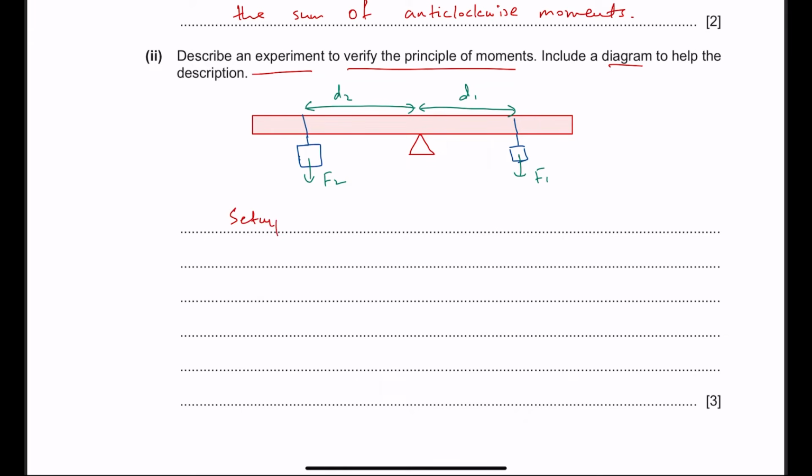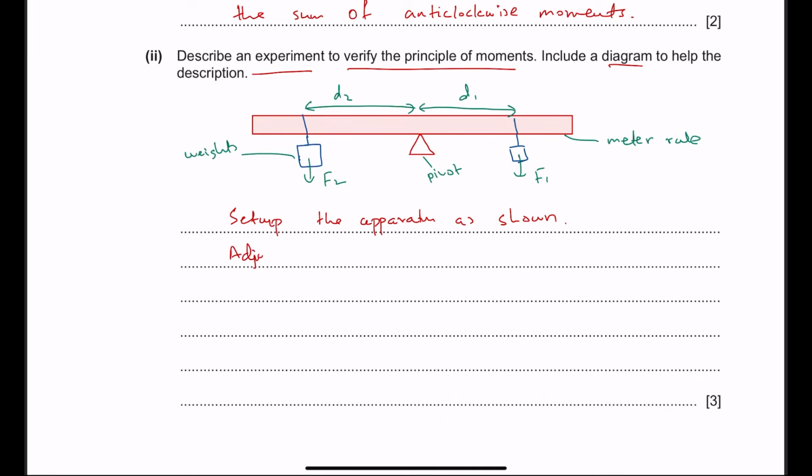So write down, set up the apparatus as shown, and in order to avoid explaining the diagram too much, just label everything. Label this meter rule, label these your weights, and label this as your pivot, so you don't have to explain everything.